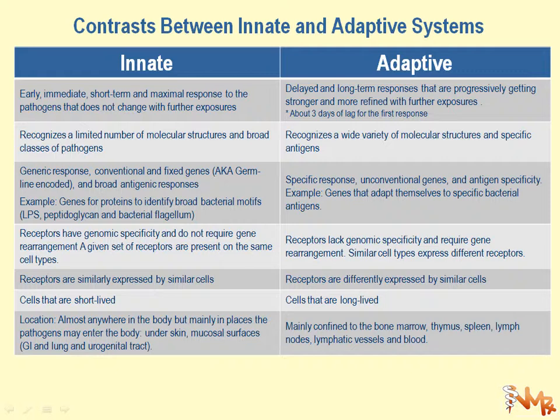Location-wise, innate cells are found almost anywhere in the body, but mainly they are found in places that pathogens may enter first into the body, such as under the skin, on mucosal surfaces in the GI, lung, and urogenital tract. Adaptive cells are mainly confined to the bone marrow, to thymus, spleen, lymph nodes, lymphatic vessels, and blood.